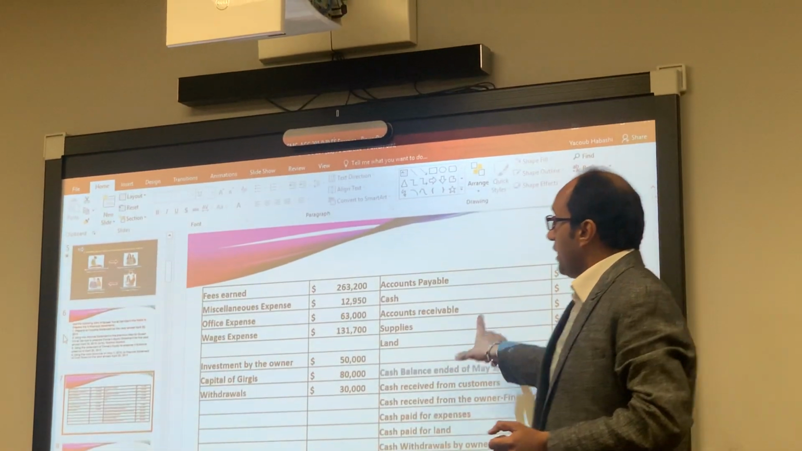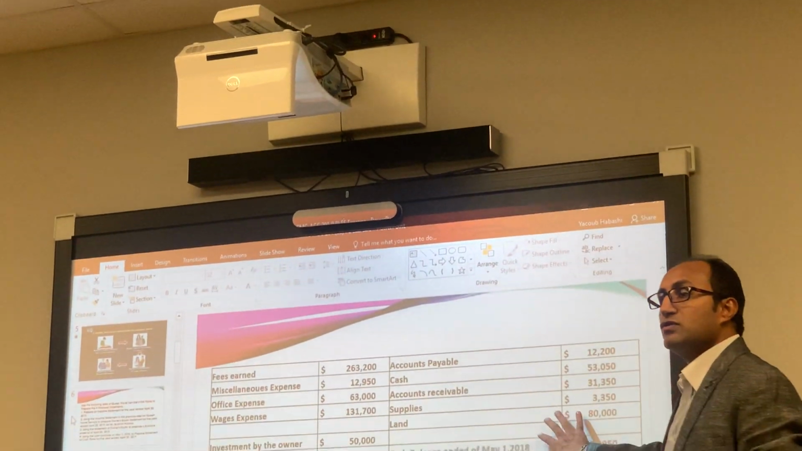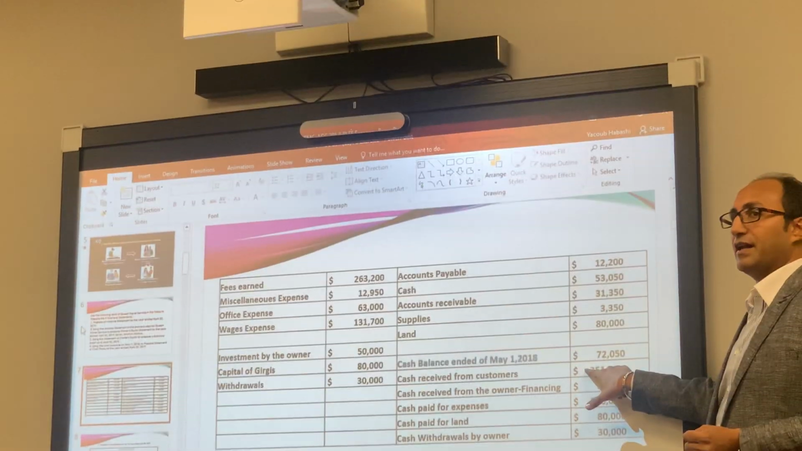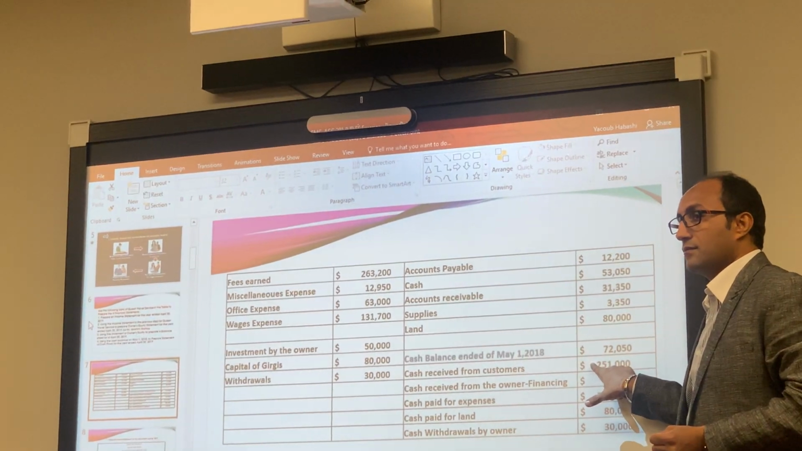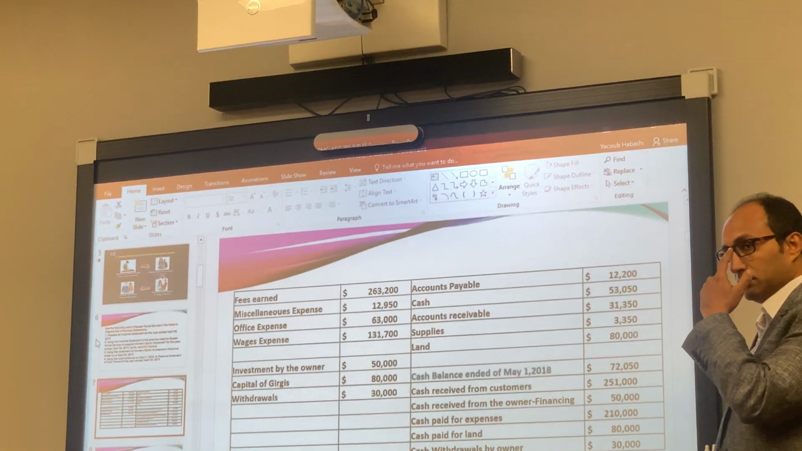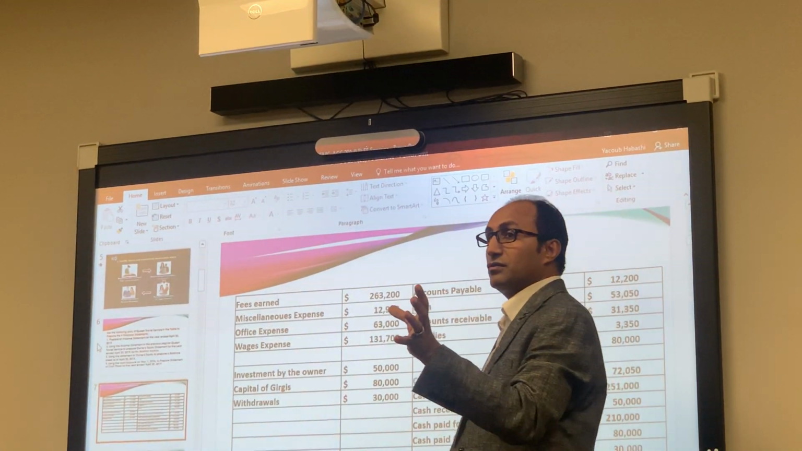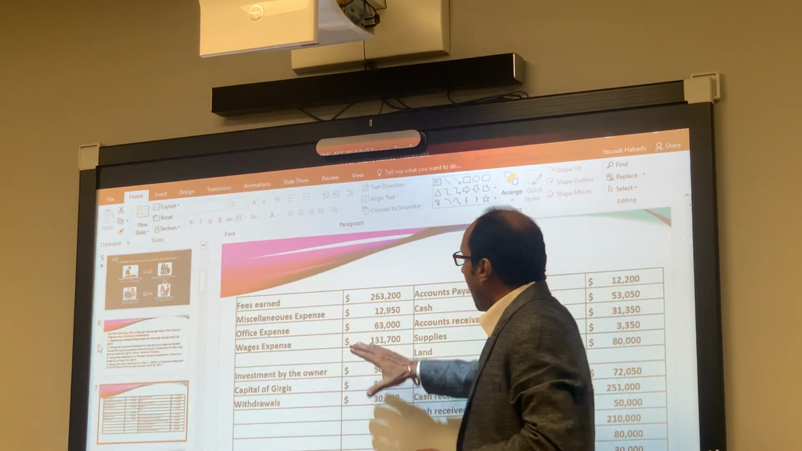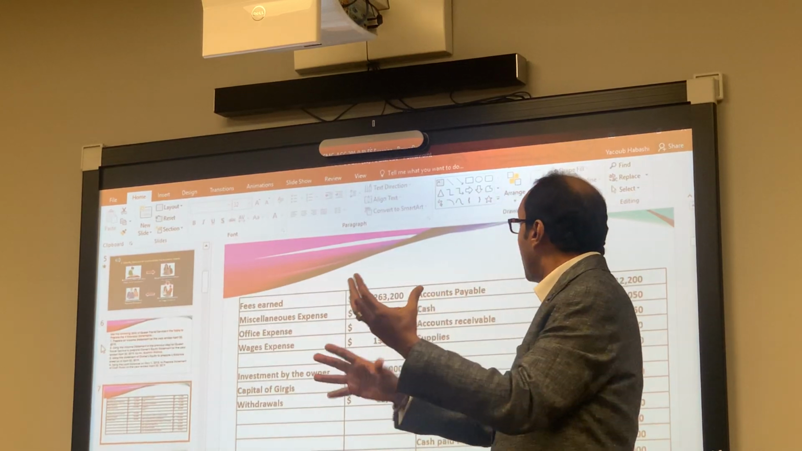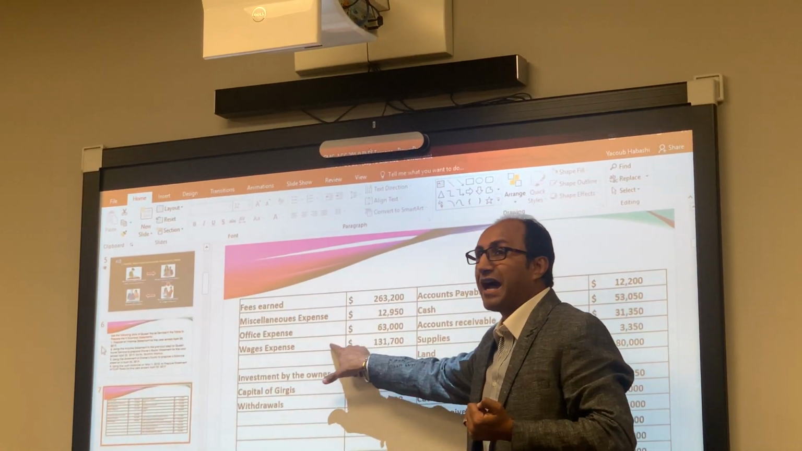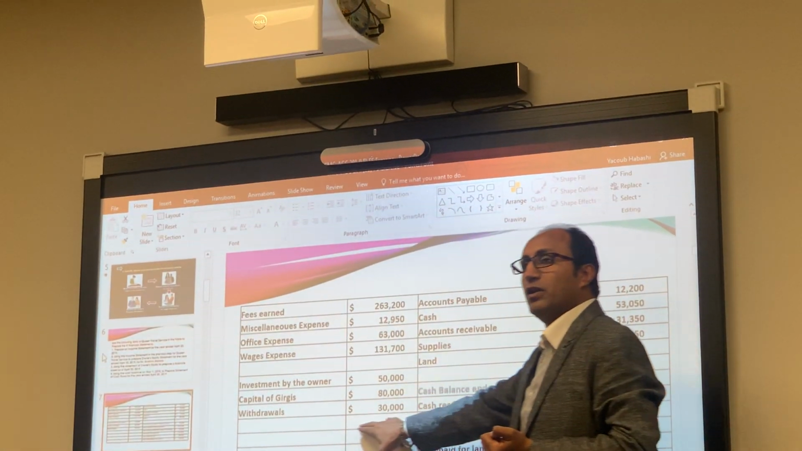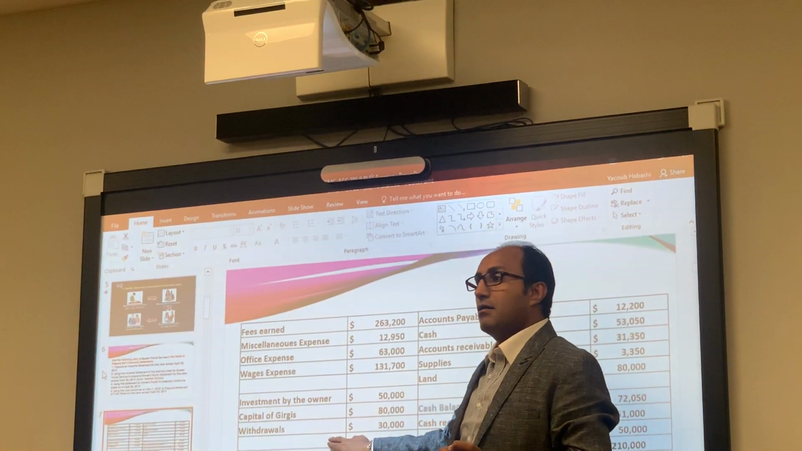So here's the data in the table. You will use every piece of data here to prepare financial statements. This is what we're doing for the project, a sample project, like in the final exam. Pay attention. Fee earned. So here I divided the data. To understand this data, I will use this part for the income statement. This data I will use in the owner's equity.